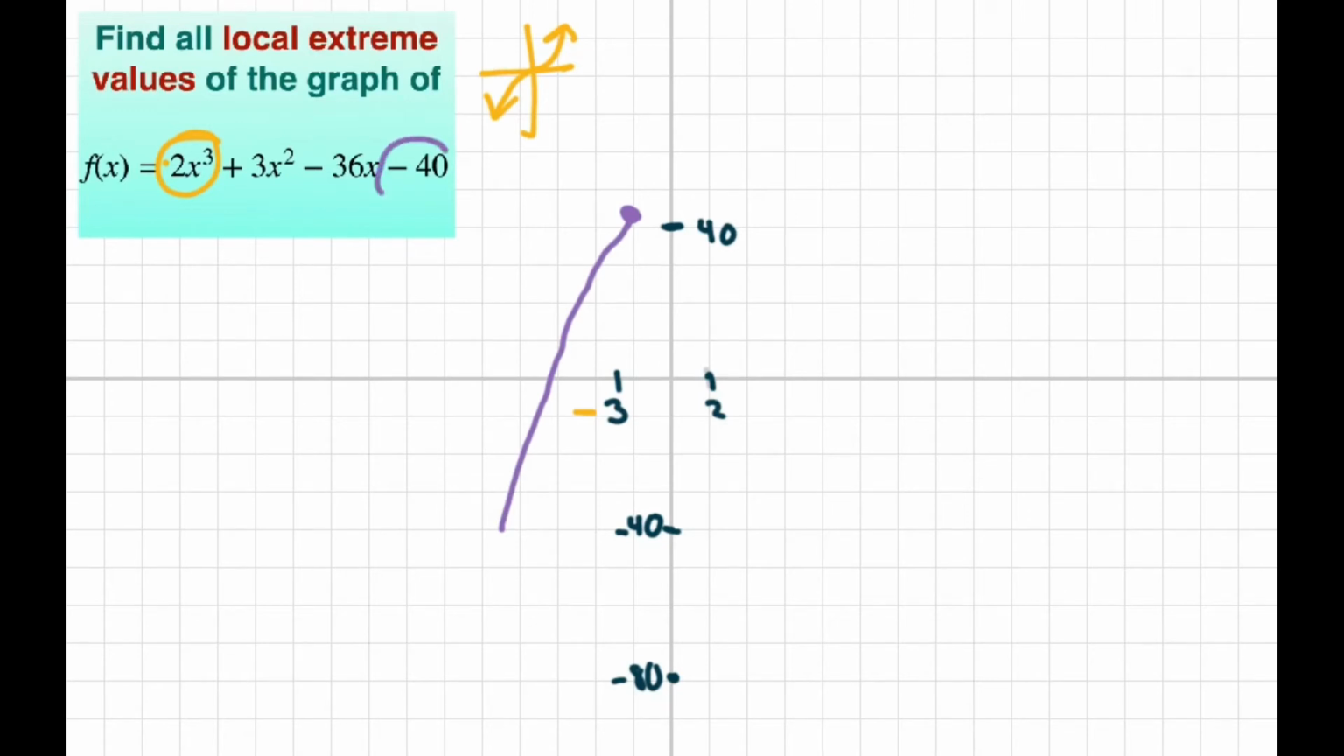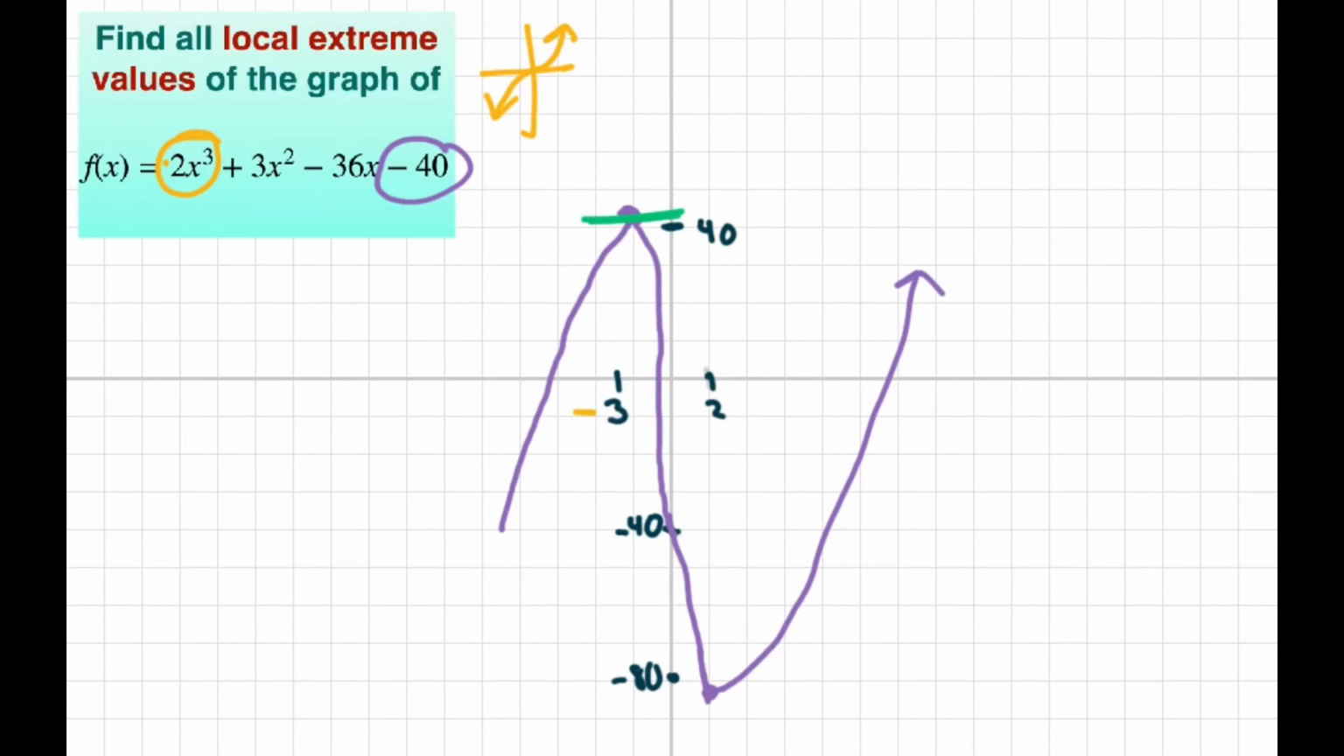The y-intercept is negative 40, so I'm going to come down to the y-intercept like that. And then at 2, it was negative 84, so we're coming down here to negative 84. I'll put it about there. So it's going to go like that. Something like that. Now this tells you your local min and max.